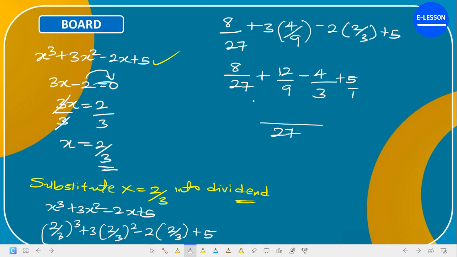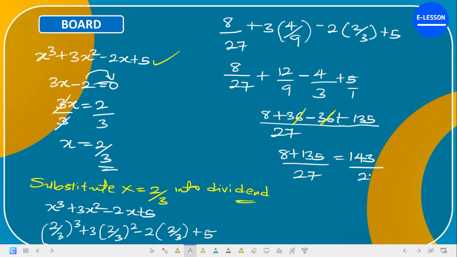27 divided by 27 is 1. 1 times 8 is 8. 27 divided by 9 is 3 times this is 36, minus 27 divided by 3 is 9. 9 times 4 is another 36, plus 27 divided by 1 is 27 times 5 is 135. Of course, you know 36 here, we cancel 36. So what are we left with? We are left with 8 plus 135 divided by 27. 8 plus 135 is 143 divided by 27. Of course, I told you that whenever you have something like this, the remainder is usually what is in the numerator.